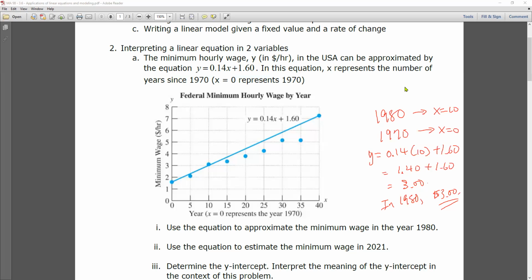Now again, I was 2 years old in 1980, and I wasn't in the United States yet, so I don't know what the minimum wage was. If you ask your parents, they'll probably tell you.